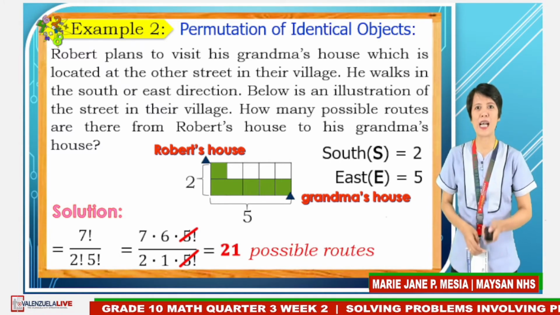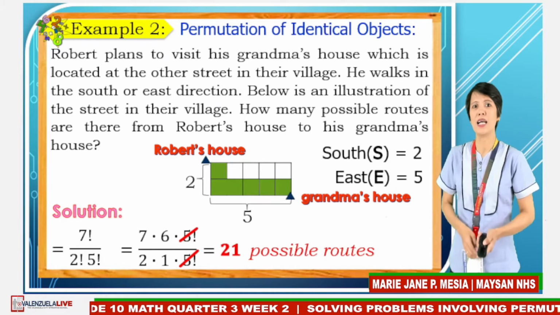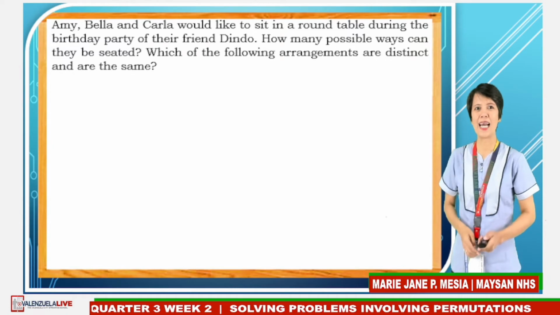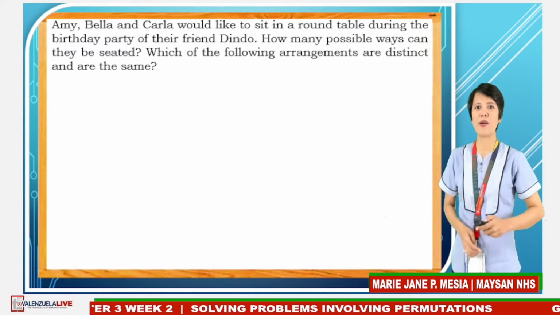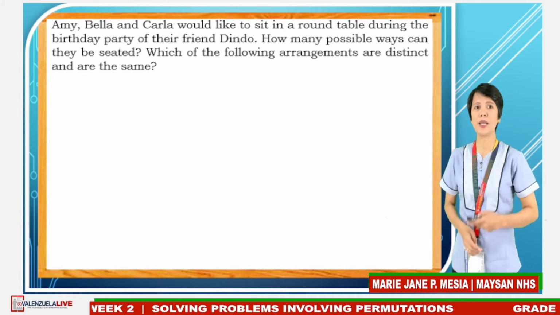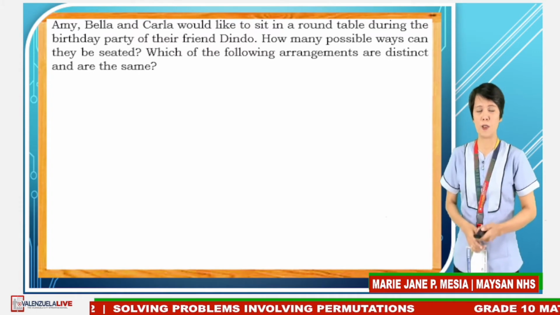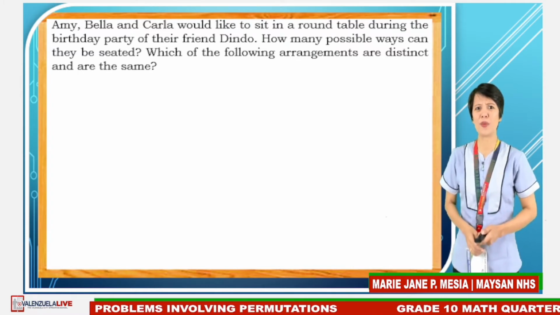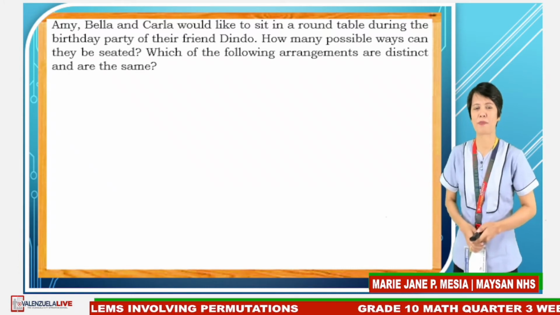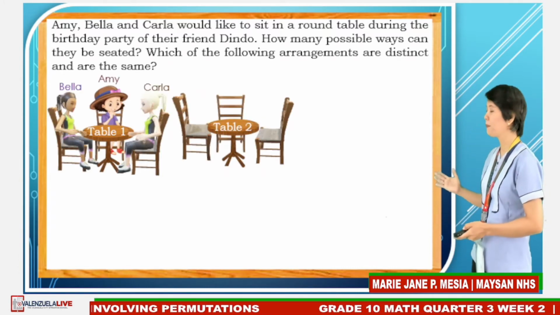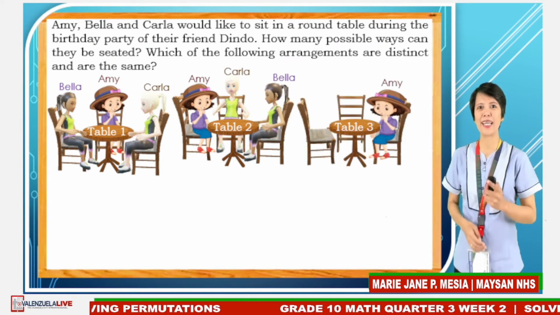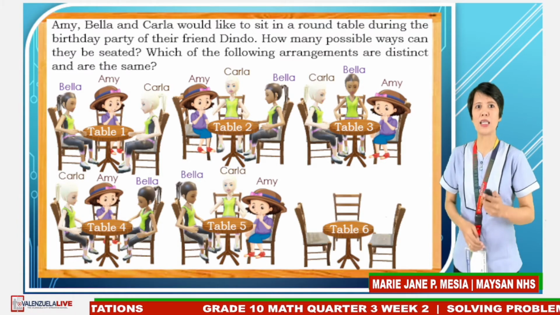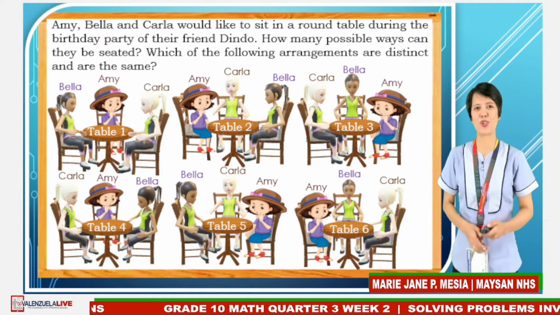Now, let us consider another instance when you are asked to arrange circular objects. For example, Ami, Bella, and Carla would like to sit at a round table during the birthday party of their friend Dindo. How many possible ways can they be seated? Which of the following arrangements are distinct and which are the same? So see the scenario of the arrangement on how they can be seated at a circular table. So look at who is on the right and on the left of each girl.